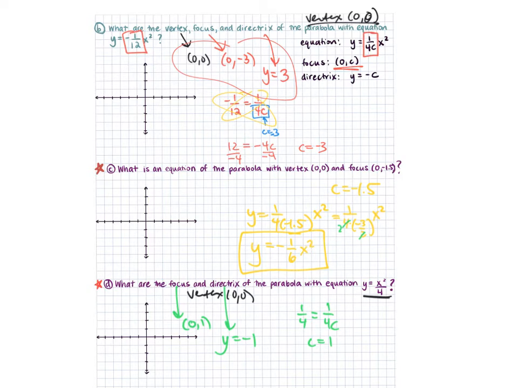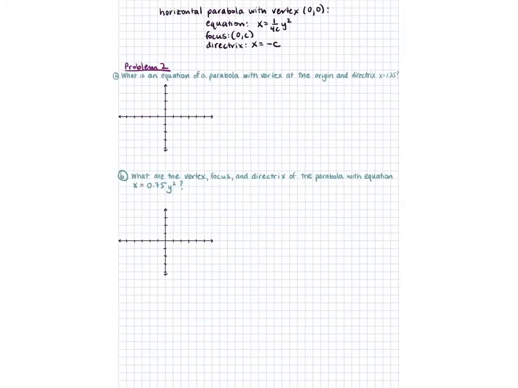That's your equation. Then in this one, you also need to solve for C. Your a is 1/4, so that is 1/4C, so C has to be 1. So your focus is just 0, 1, and your directrix is y equals negative 1. So hopefully that's not too bad. You really just need the formulas.